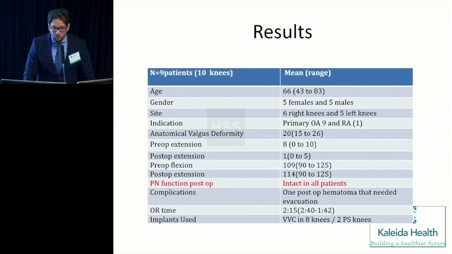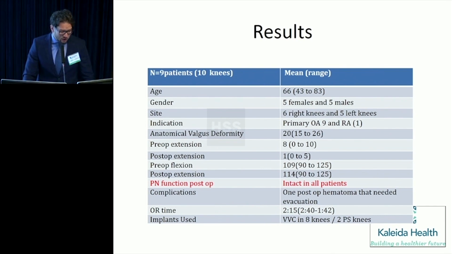So what did we find? All patients, despite deformities up to 26 degrees of valgus and flexion contractures up to 10 degrees, had intact peroneal nerve function post-op. So this is in 10 knees. And in my group, one patient had a post-op hematoma, and it was not at the peroneal nerve incision. It was at the total knee incision, and that patient, where I had to do a bit of excessive lateral release, did fantastic after 1 week following the post-op hematoma evacuation.